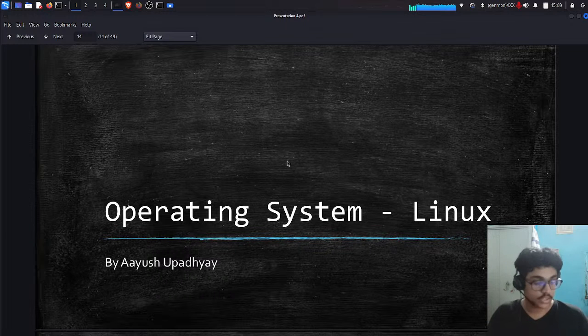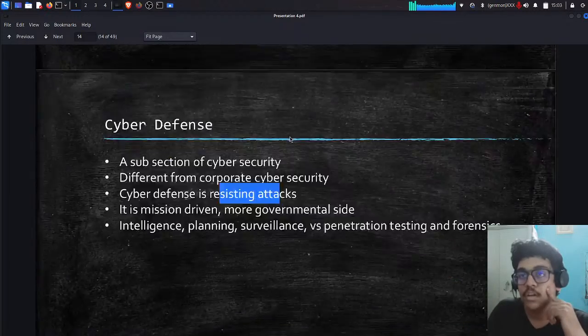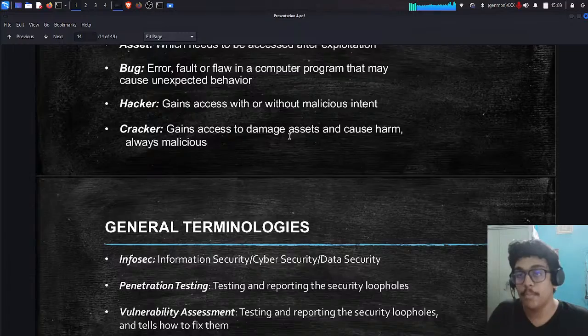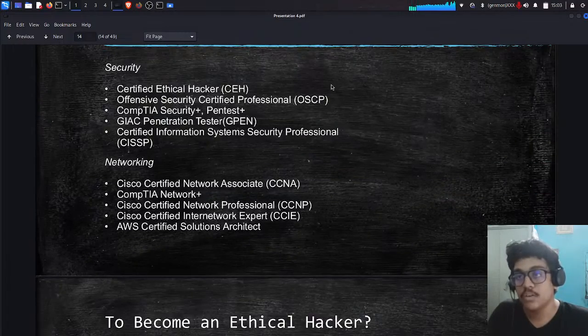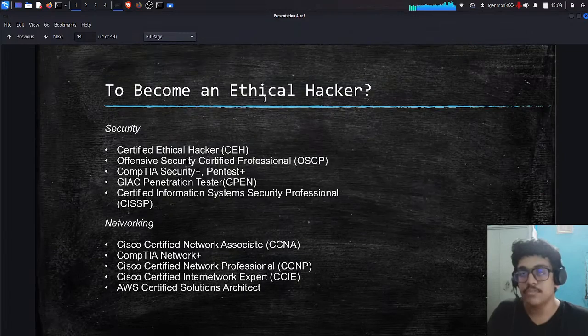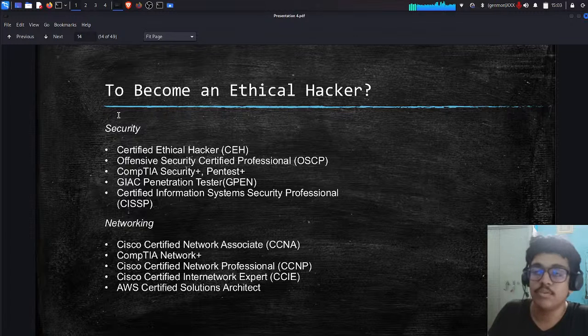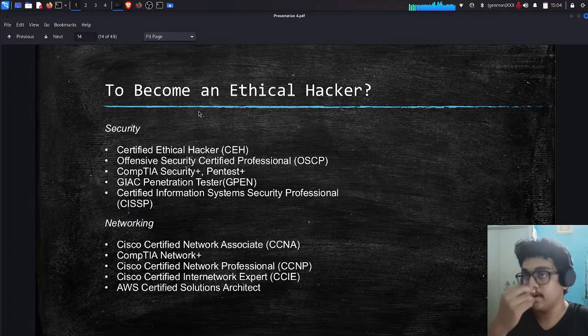Okay, I think we have missed one topic. Yes, we did not discuss this topic. These are the certifications that you can consider if you are aiming to become an ethical hacker.